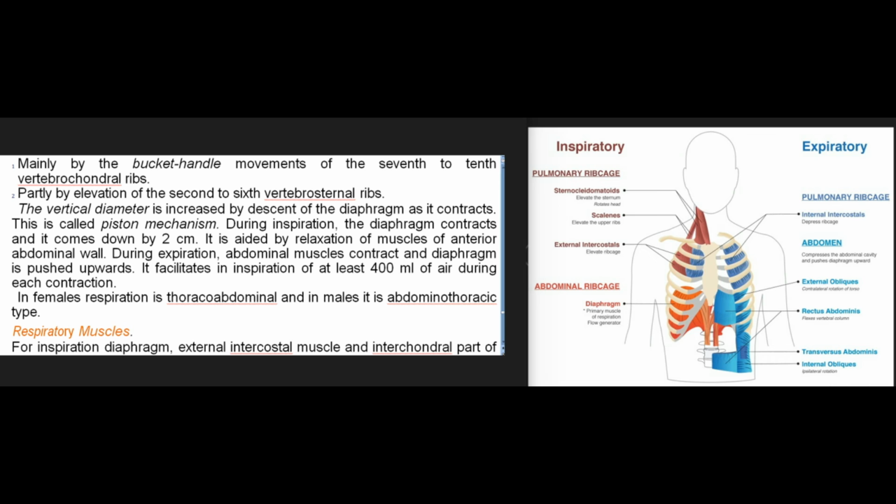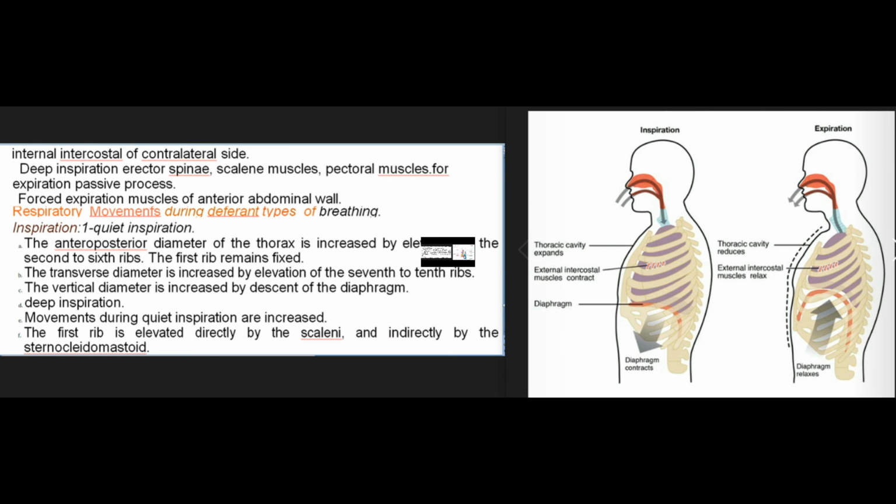Respiratory muscles. For inspiration: diaphragm, external intercostal muscle and interchondral part of internal intercostal of contralateral side. Deep inspiration: erector spinae, scalene muscles, pectoral muscles. For expiration: passive process. Forced expiration: muscles of anterior abdominal wall. Respiratory movements during different types of breathing.